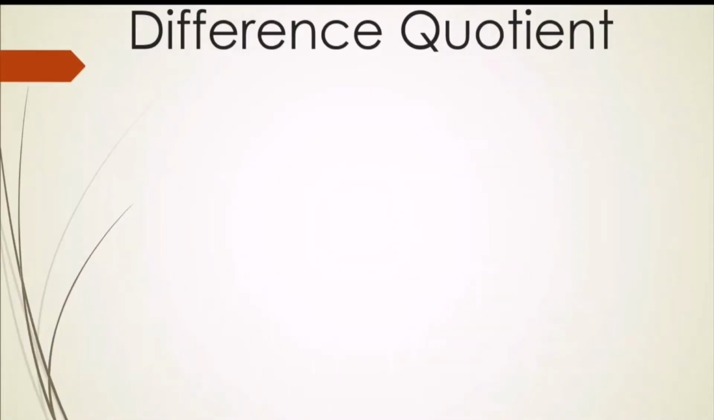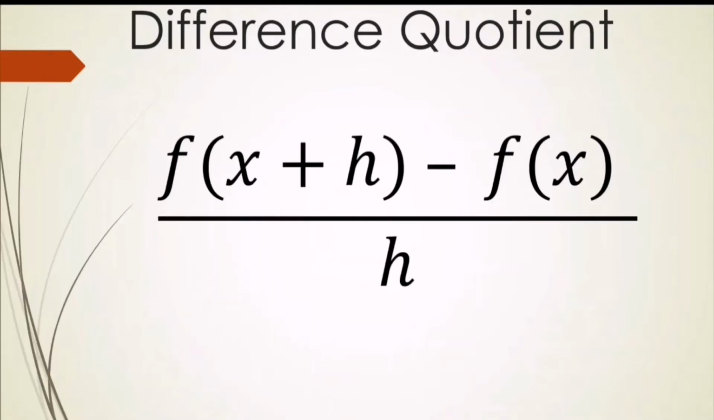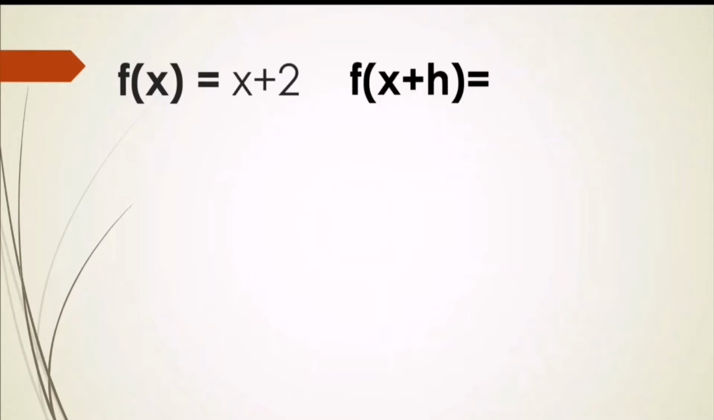Let us now proceed with our main topic, which is the difference quotient, with the formula f of x plus h minus f of x all over h. Let's try number 1. The function f of x is defined as f of x is equals to x plus 2. Before we find the difference quotient, first of all, we find the value of f of x plus h. So first thing to do is again to substitute the value of x to x plus h. That's why it becomes x plus h plus 2.